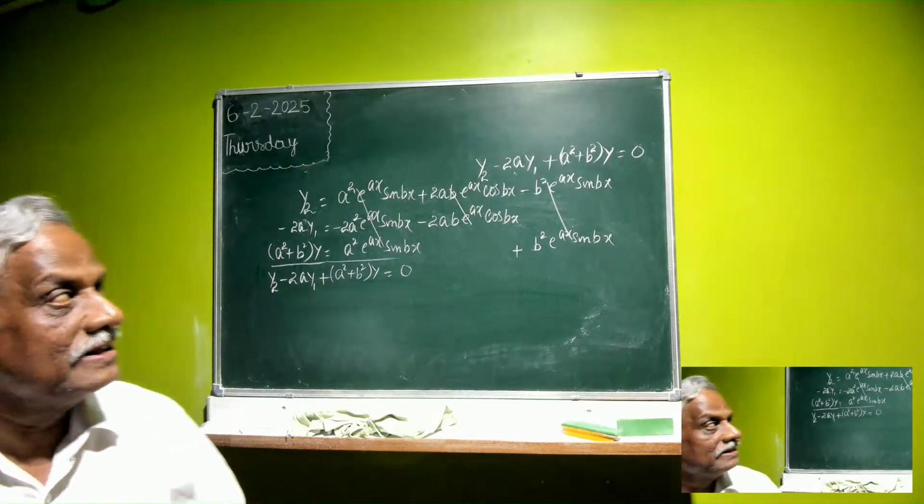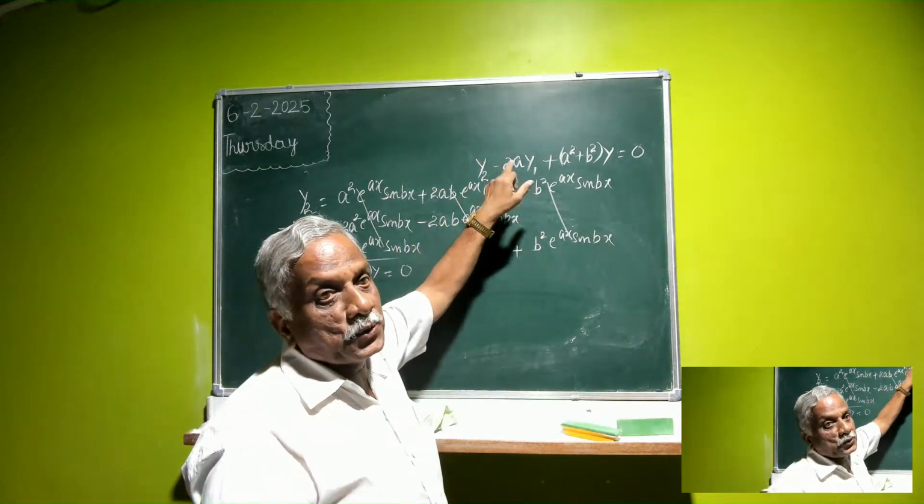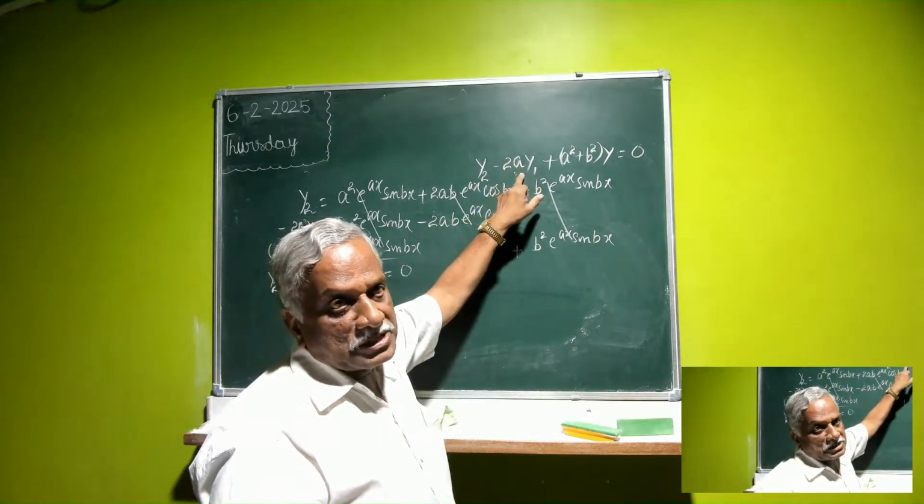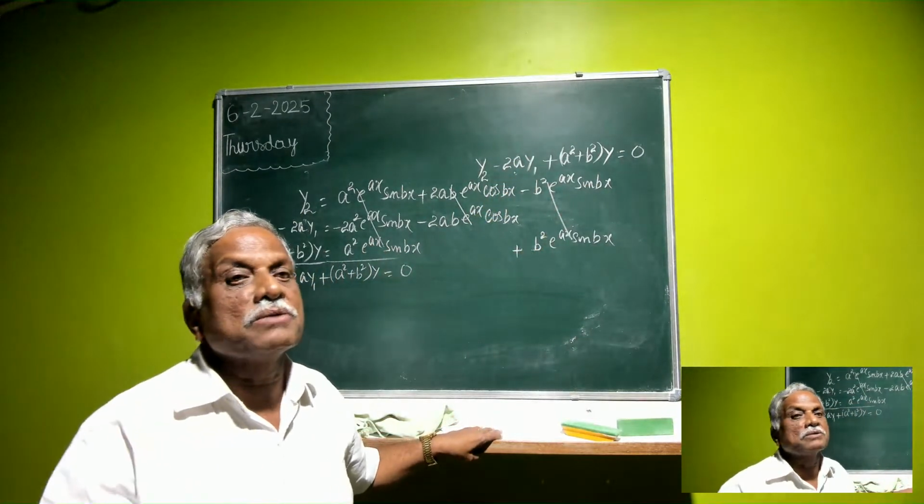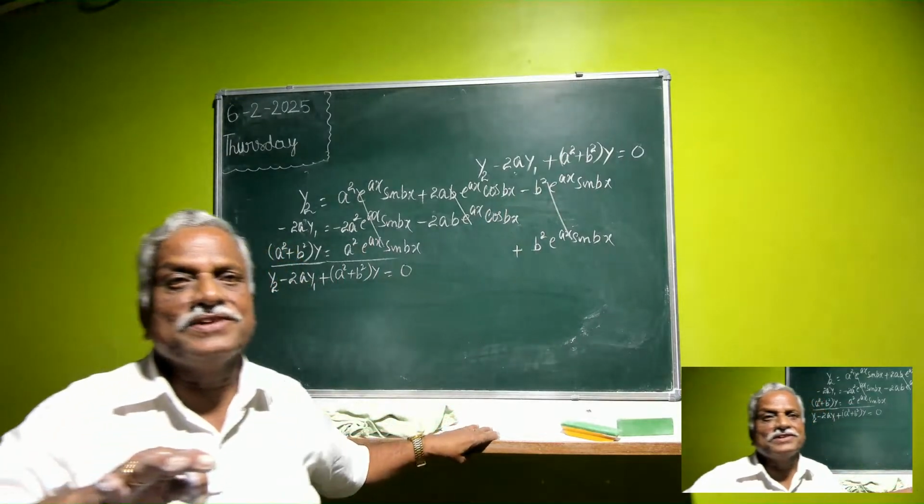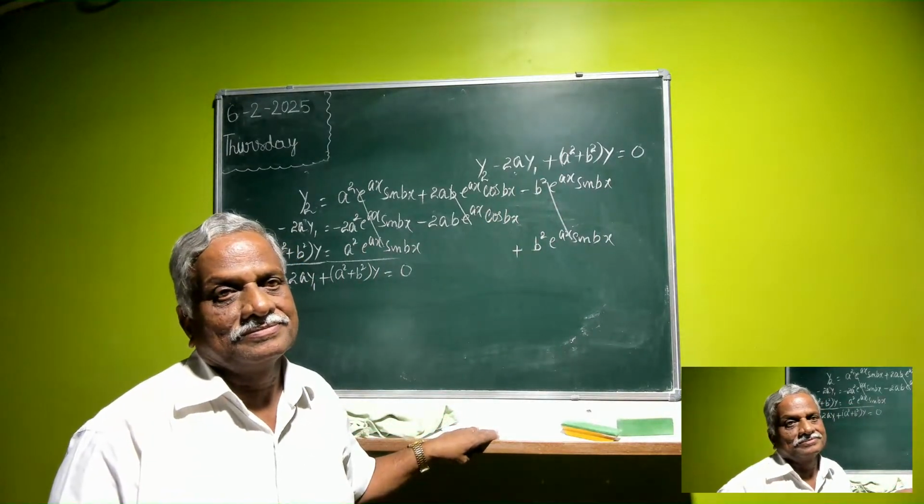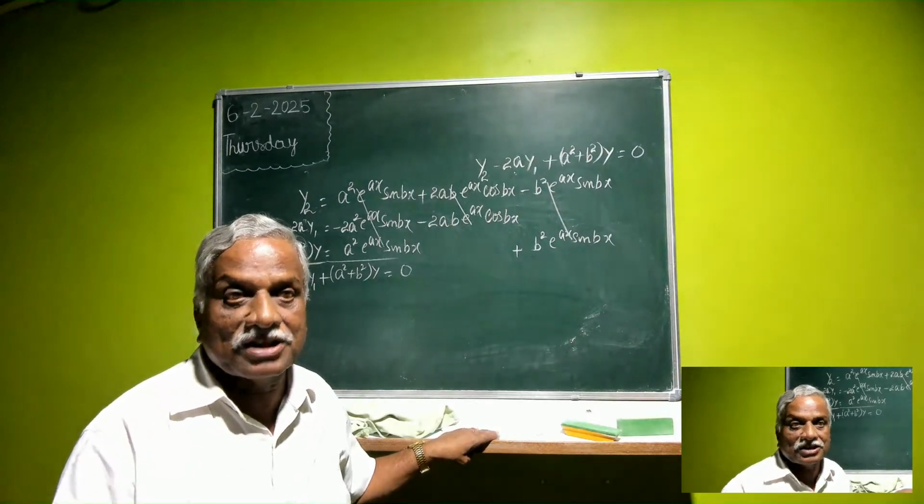Go through the problem once again. Let me just rectify. The mistake was I should have written 2a here. I had written 2x. In differentiation we are using the product rule. When there is a product, for the first differentiation you will get two terms. For the second differentiation you are going to get four terms, because again each term is a product rule.